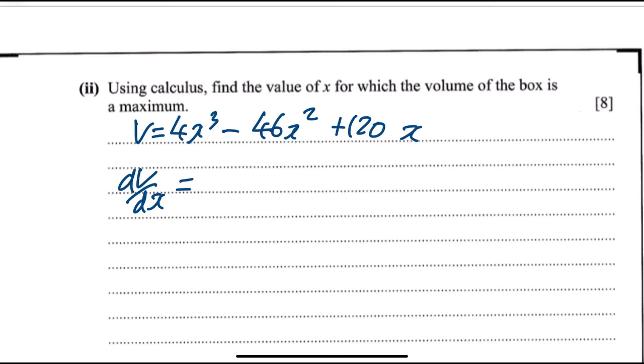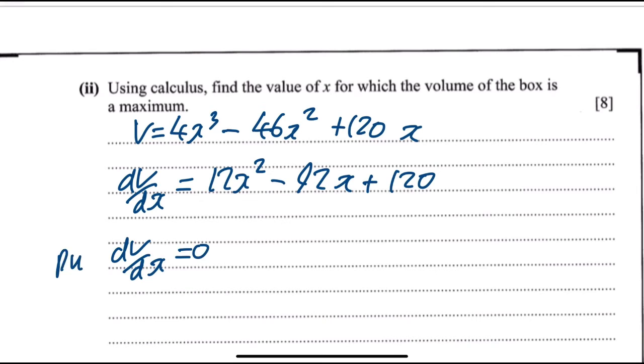dV by dx, differentiate this thing, you're going to get 12x squared minus 92x plus 120. That's what you get when you differentiate it. To find where there's a maximum, first thing you've got to do is put dV by dx equal to 0, which means 0 is equal to 12x squared minus 92x plus 120.